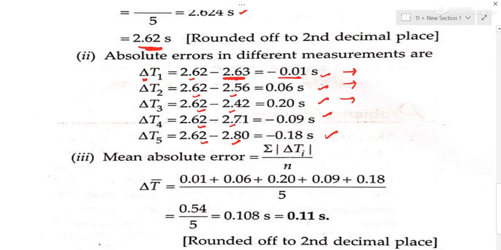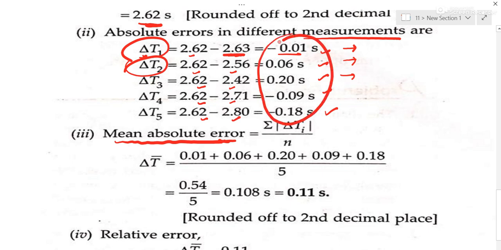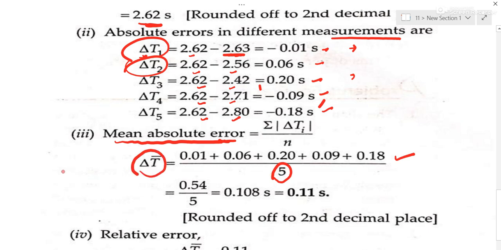Getting to the next part: mean absolute error. What was this? This was the error in each measurement. Now for the mean absolute error, take the mean of these values, 1, 2, 3, 4, 5. Add these. Ignore their negative sign, simply add these numbers. So they have added, and they have divided by 5. This is the mean absolute error. The mean absolute error in the time period is this.